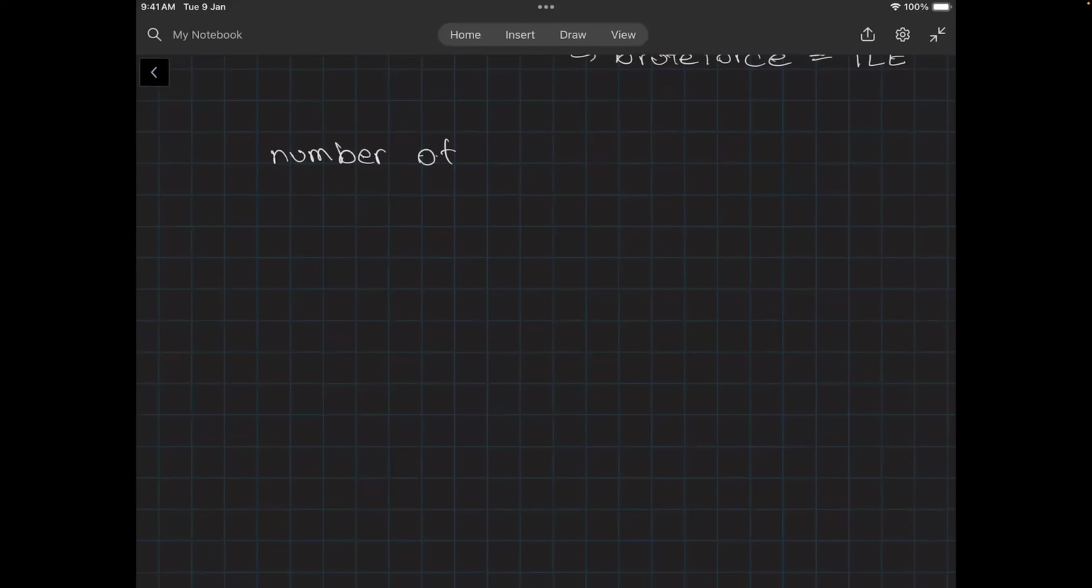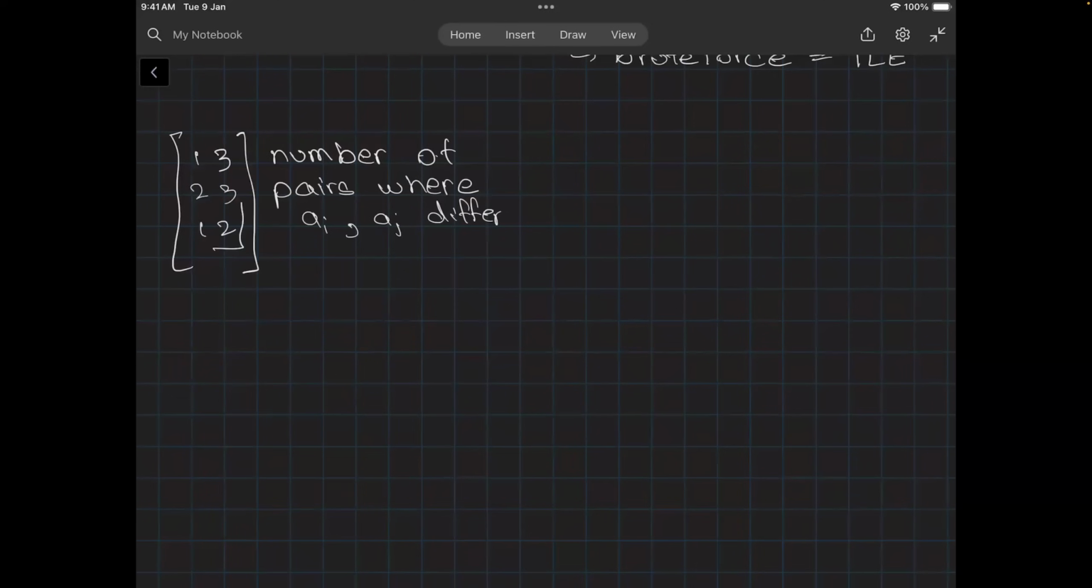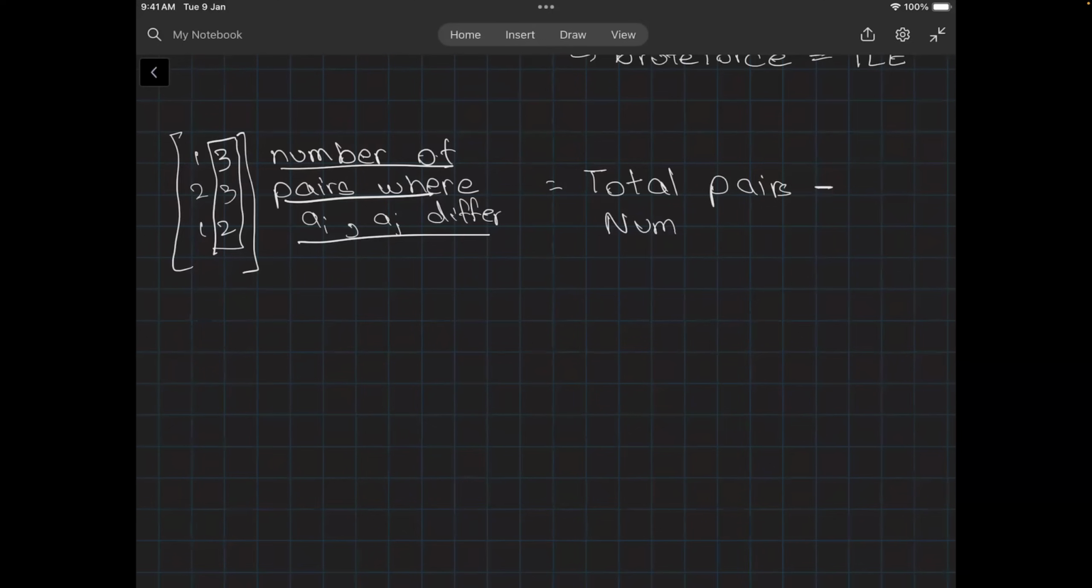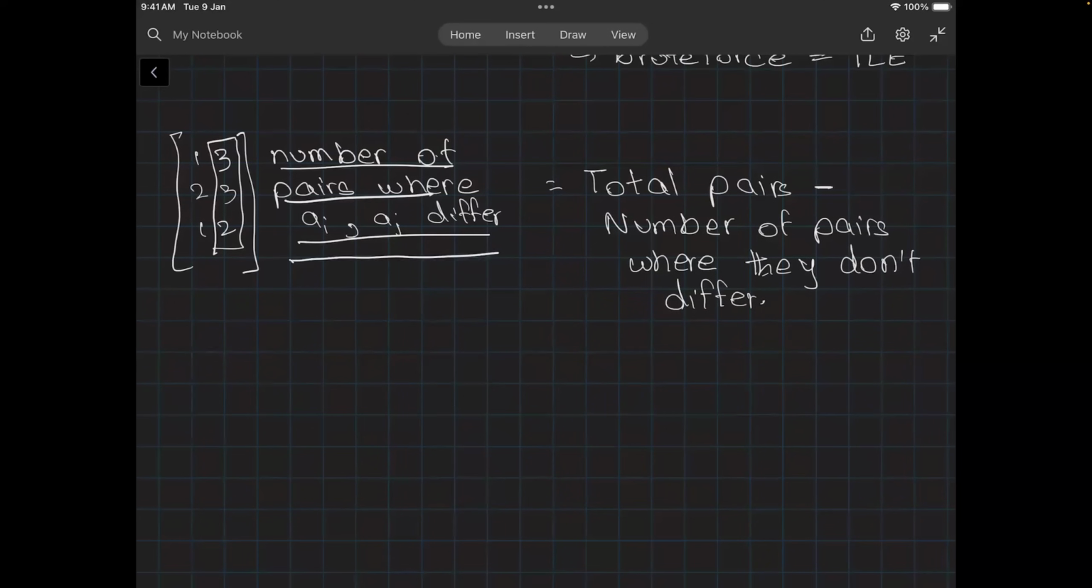Number of pairs. Be with me, guys. Number of pairs where, let's say, AI and AJ differ. We are talking about a single row right now. Let's say we are considering this row and we want to calculate the number of pairs where AI and AJ differ. Is equal to total pairs minus number of pairs where they don't differ. Yes or no, guys? I want to find the number of pairs where they differ. Isn't it the same as saying total number of pairs minus the number of pairs where they don't differ?